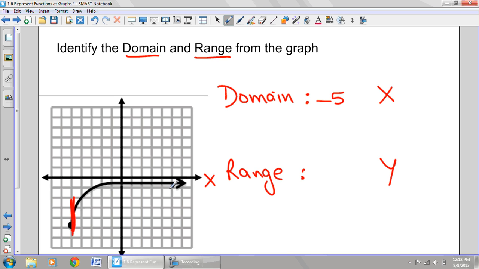And my rightmost point, on the other hand, does not stop anywhere. The arrow indicated it can keep continuing. So you really do not know where it is stopping. So the only thing you can deal with is the x has to be greater than negative 5.